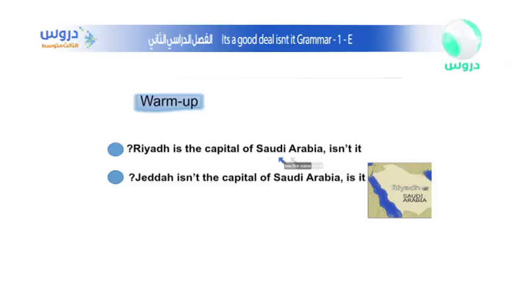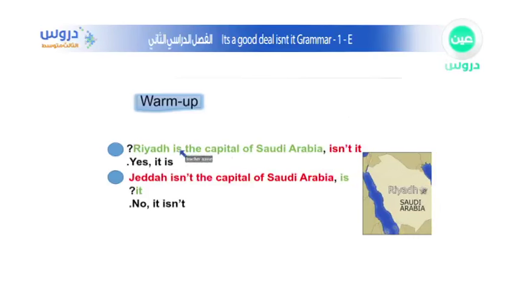Riyadh is the capital of Saudi Arabia. This is affirmative, so the question must be negative: Riyadh is the capital of Saudi Arabia, isn't it? But when we have a negative statement like Jeddah isn't the capital of Saudi Arabia, then we use "is it," which is affirmative. Riyadh is the capital of Saudi Arabia, isn't it? Yes, it is. Jeddah isn't the capital of Saudi Arabia, is it? No, it is not.